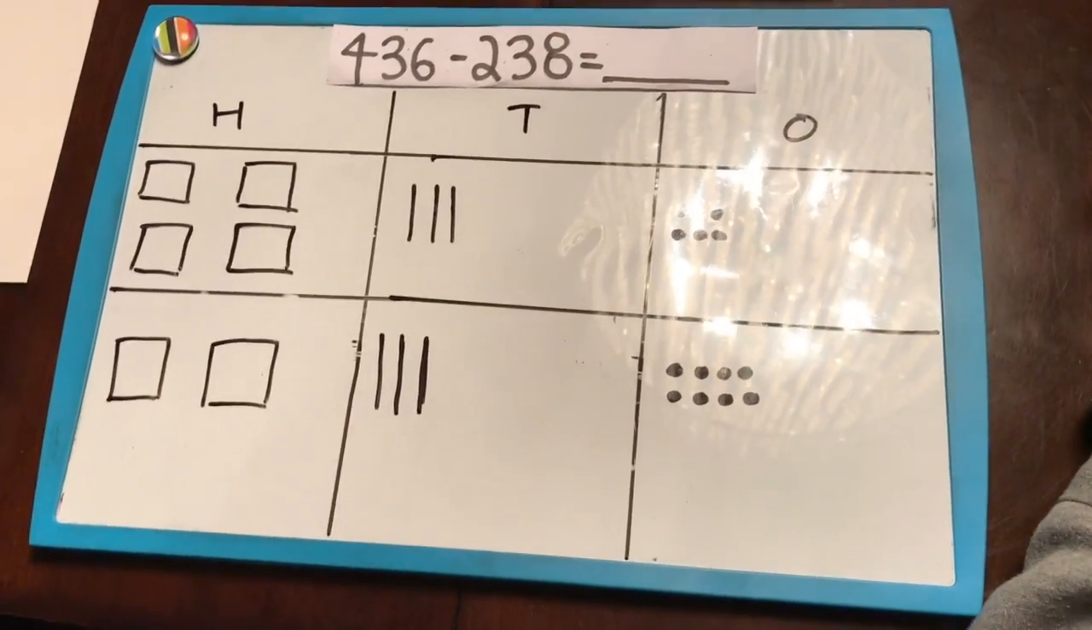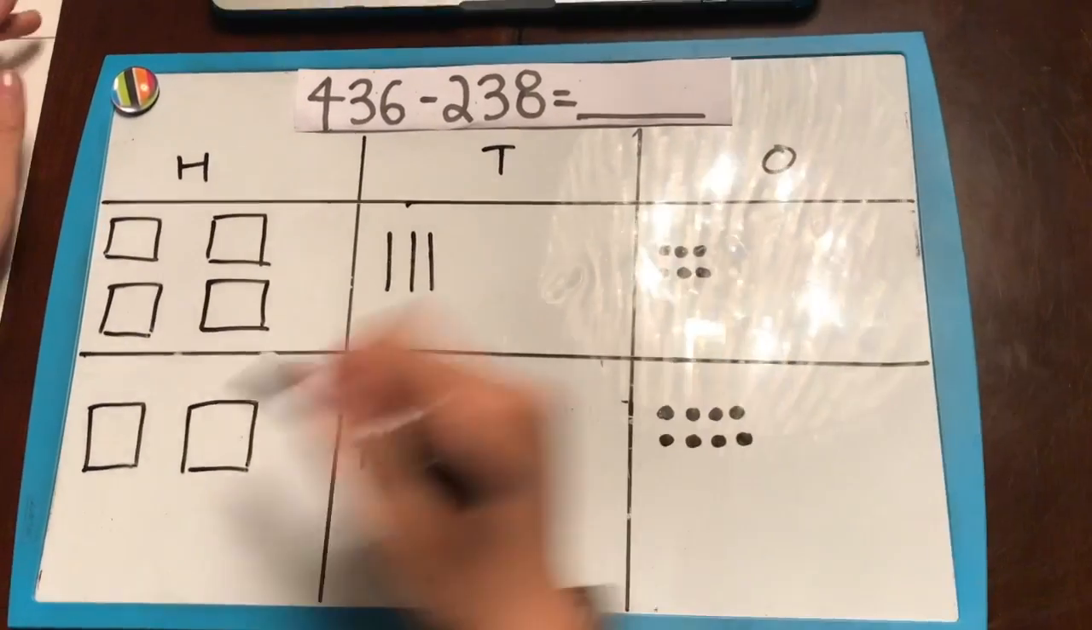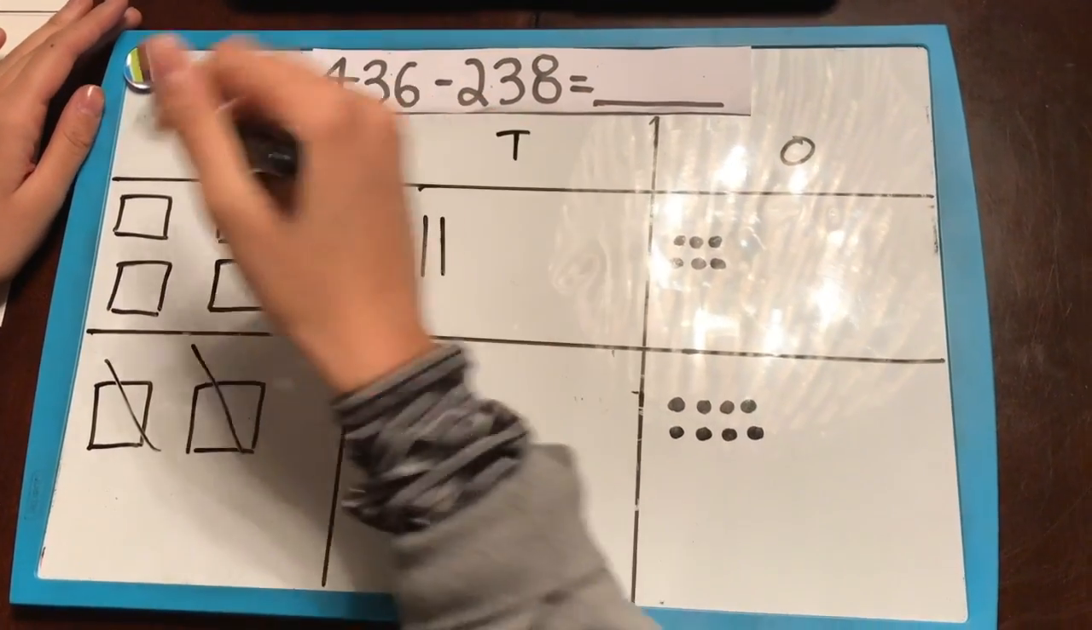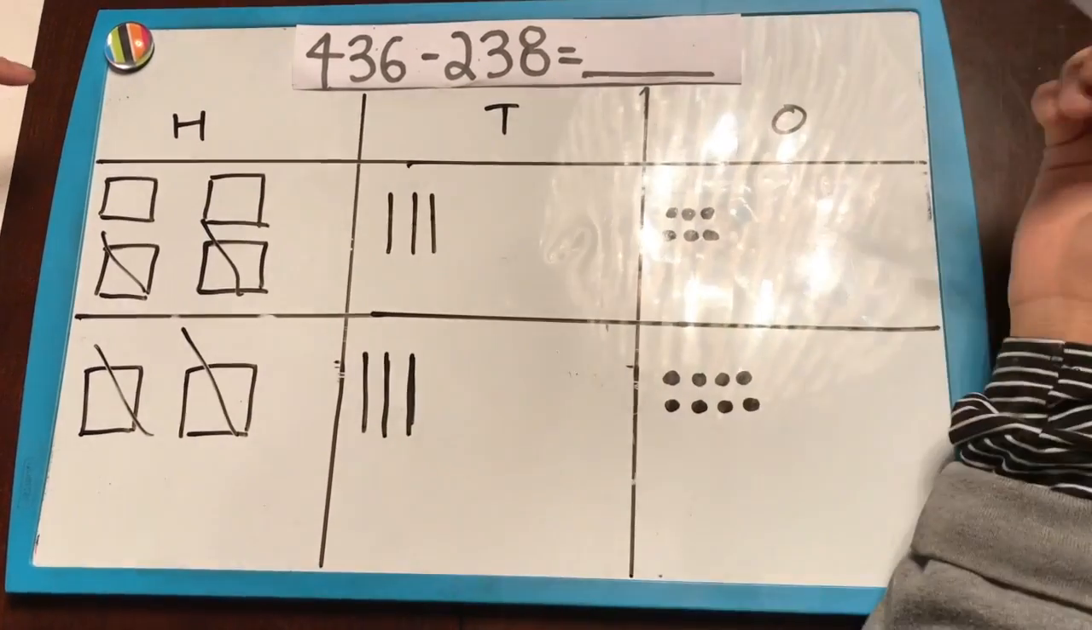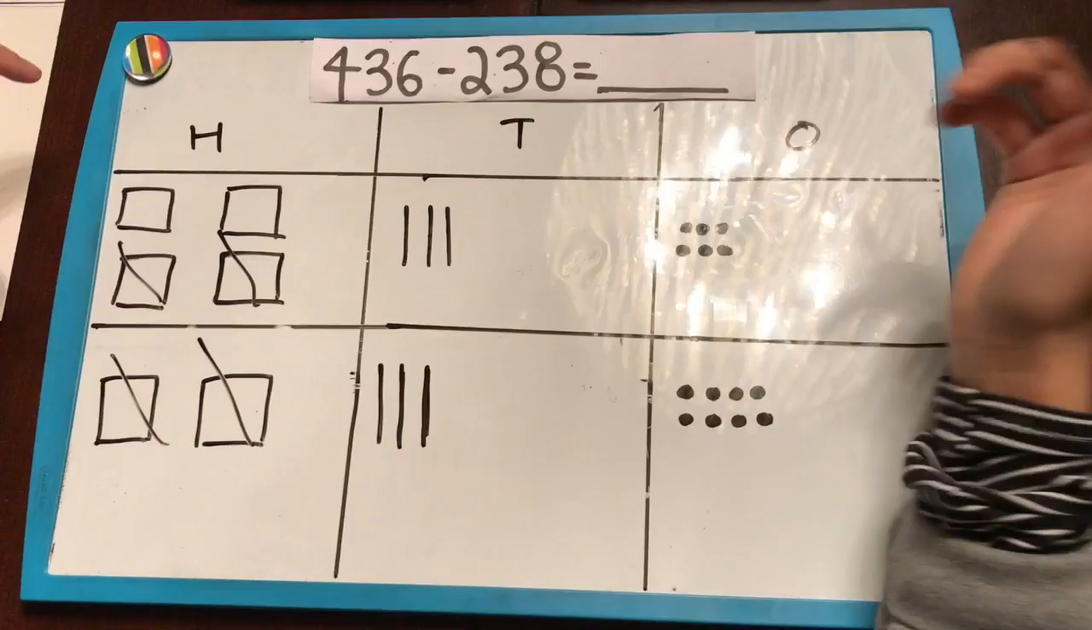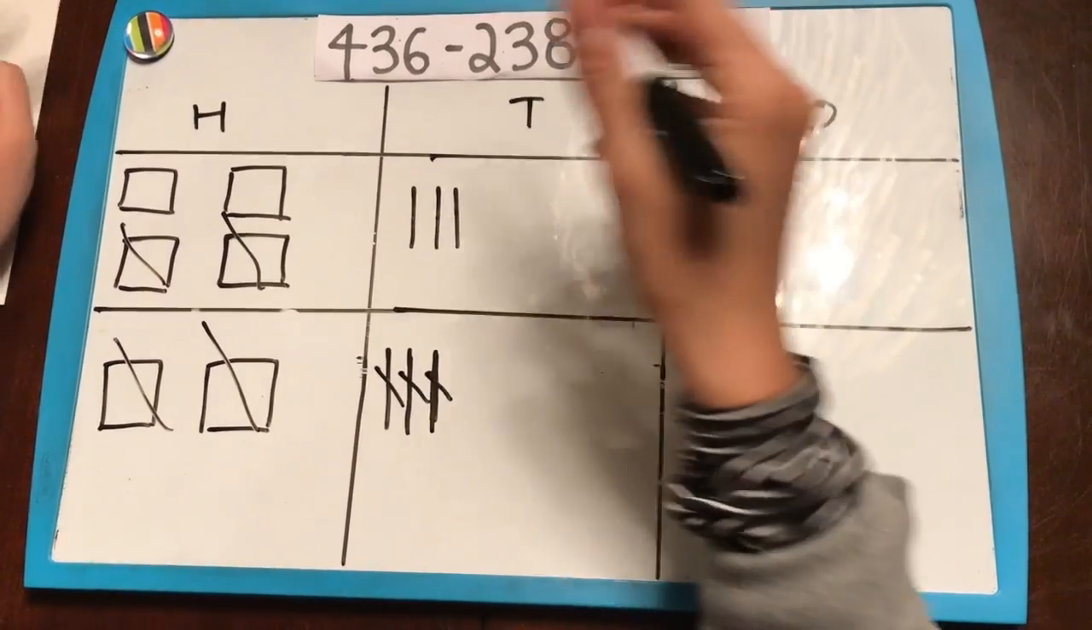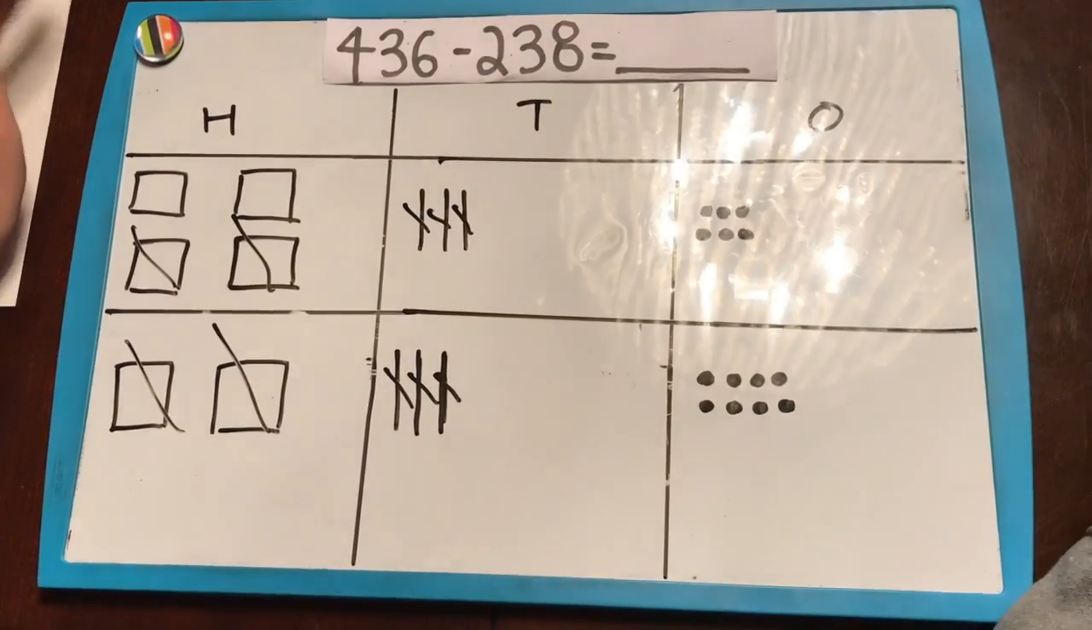To represent subtraction in the hundreds column, I'm going to cross out 2 flats in the subtrahend and 2 flats in the minuend to cancel them out. I'm now left with 2 flats. To represent subtraction in the tens place, I'm going to cross out 3 rods in the subtrahend and 3 rods in the minuend to cancel them out. I now have 0 rods.